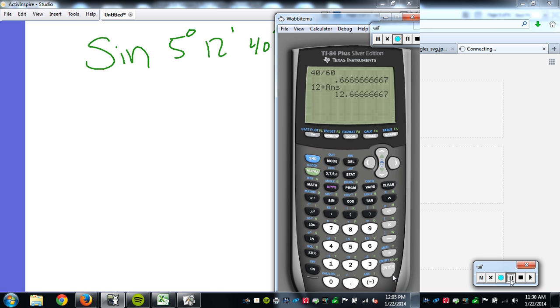Well, I don't want to put it in as minutes either. I want to put it in as degrees. Well, how many minutes are in a degree? What do you guys think? 60. 12.67 divided by 60. And I add that to my 5 as well. So therefore, this 5 degrees, 12 minutes, 40 seconds is the same thing as 5.2111111 repeating.